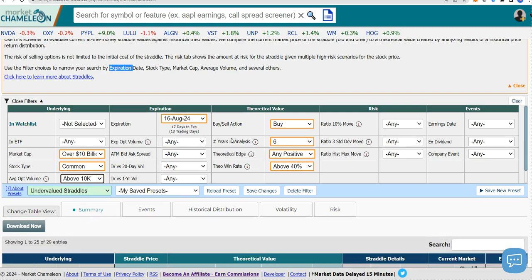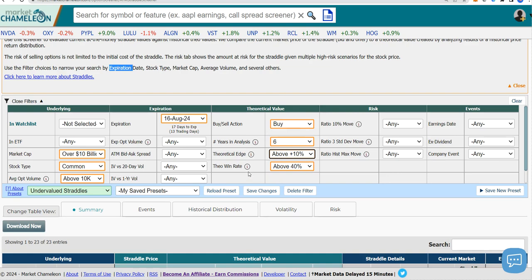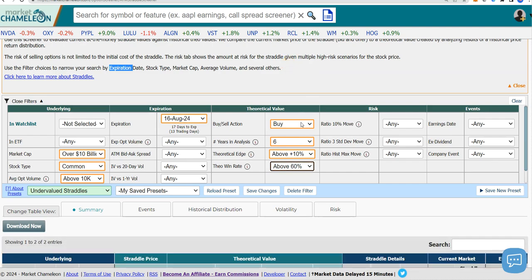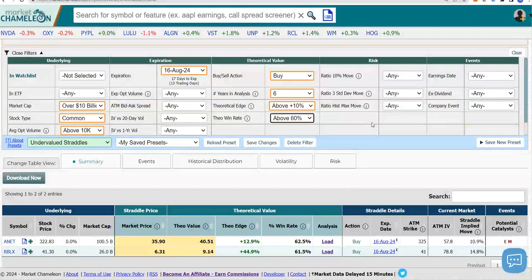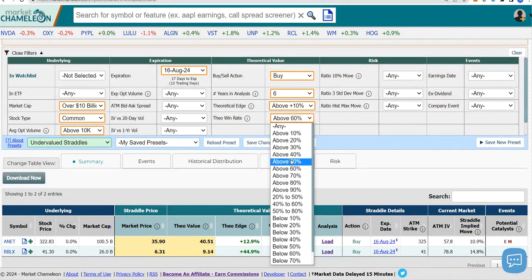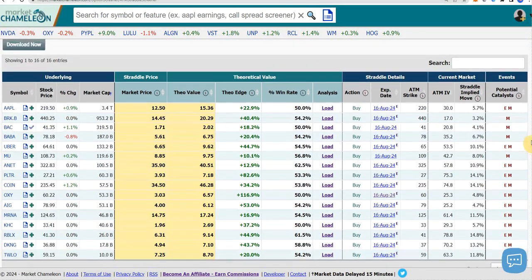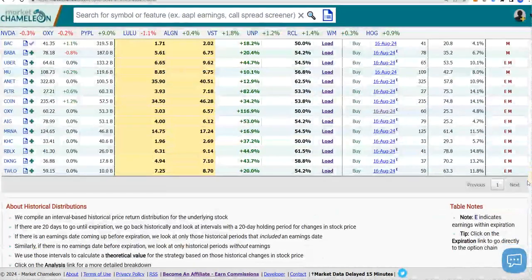Let's see if we've got anything else in here. We've got 6 years in positive analysis, theoretical edge. I'm changing the theoretical edge to at least 10%. And I'm going to change the win rate to at least 60%. Okay, and you can play around with that, but that's what I like. That's not too much, so let's change this to over 50%. Let's see what we got. And now we got one page. One page is fine. It's better than zero. So we got one page instead of 222.